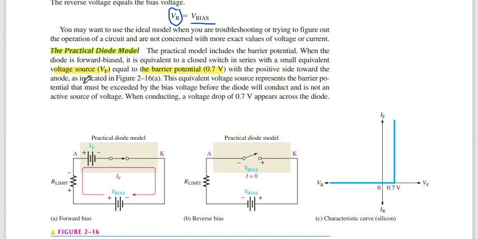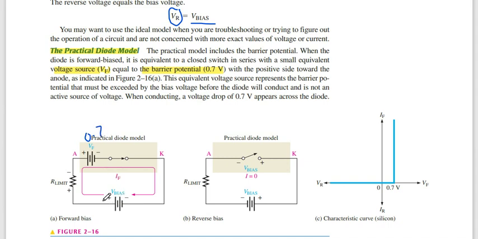In the practical model, there is the voltage source Vf. This is our practical diode, shown in this diagram. Vf is a potential barrier. What is Vf? Usually we use 0.7 volt.